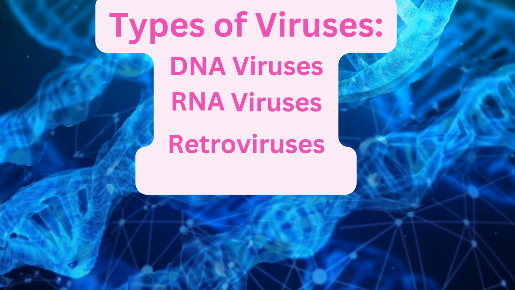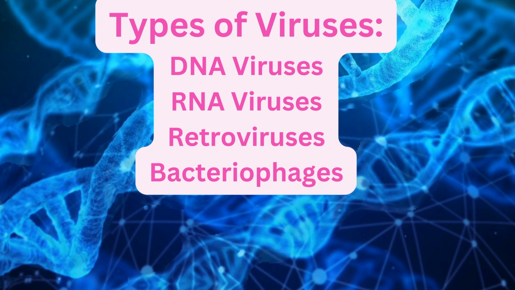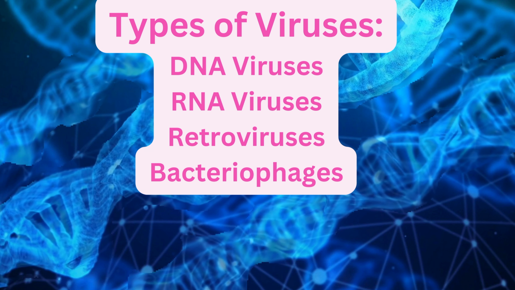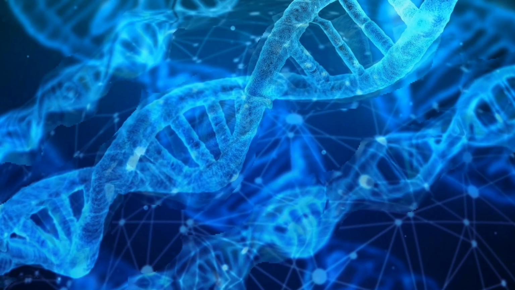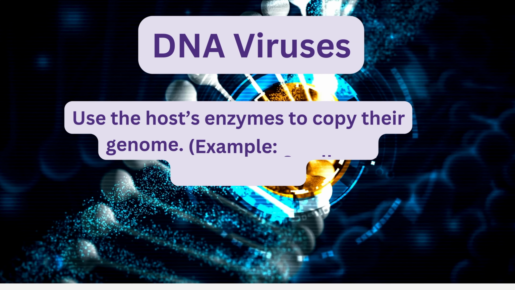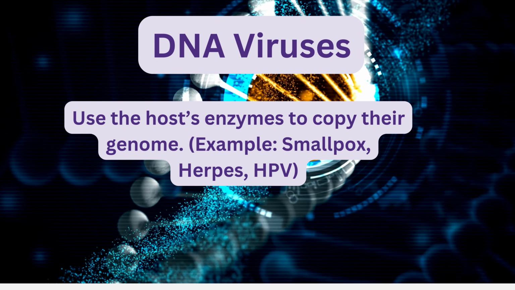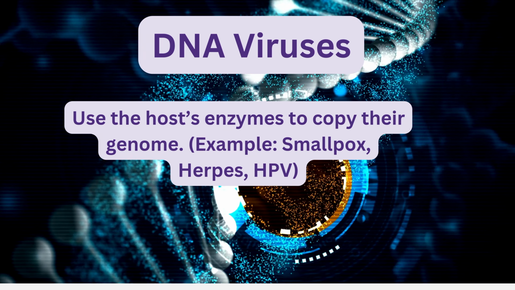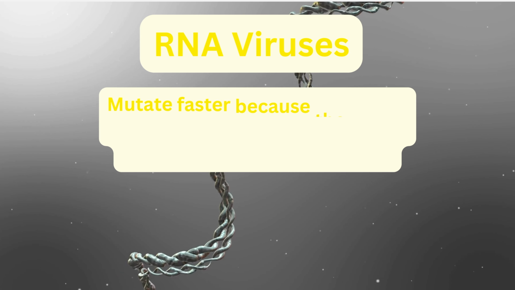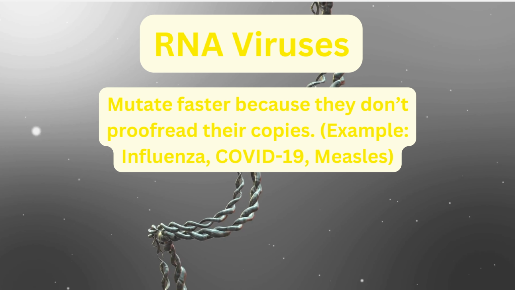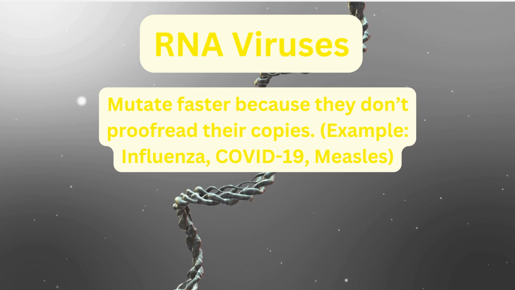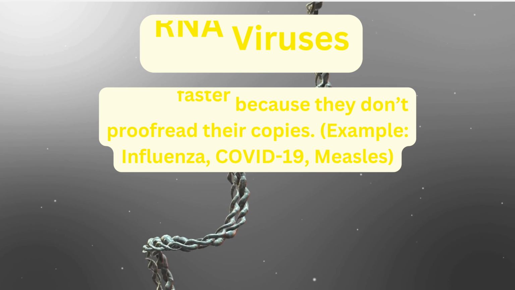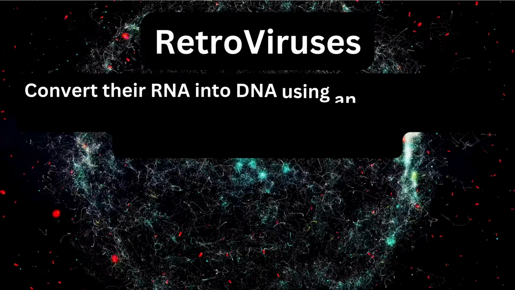Let's dive into different types of viruses: DNA viruses, RNA viruses, retroviruses, and bacteriophages. The DNA viruses use the host enzymes to copy their genome. Examples are smallpox, herpes, and HPV. RNA viruses are similar to DNA viruses, but mutate faster because they do not proofread their copies. Examples are the flu, COVID-19, and measles.